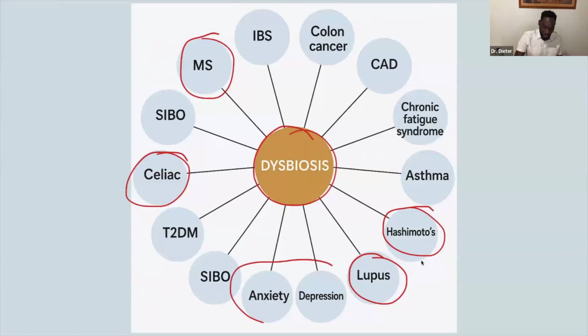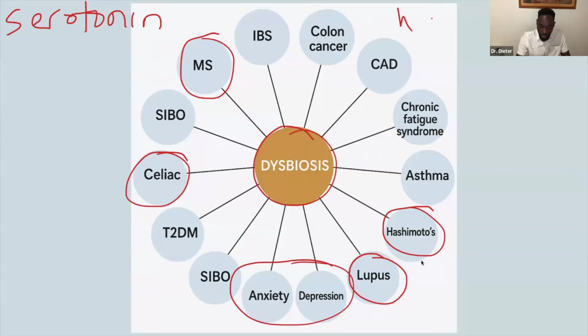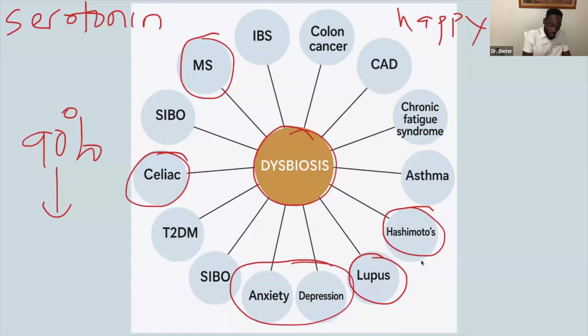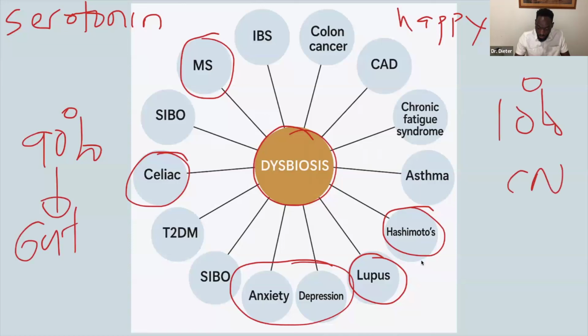But I want to highlight anxiety and depression, because it's something I found very surprising when I learned about it. And if you find this surprising, let me explain the biology of how your gut is linked to anxiety and depression. There is a hormone called serotonin, what we call a happy hormone. This hormone maintains our mood. Did you know that 90% of serotonin is produced in the gut? The other 10% is produced in the central nervous system.